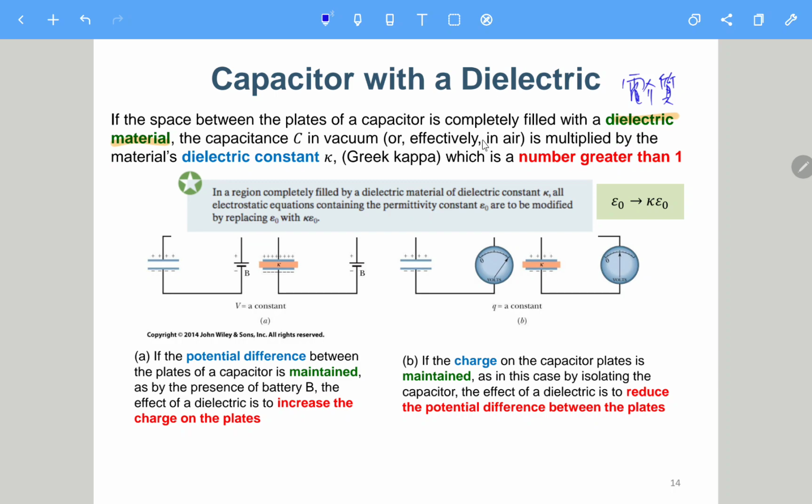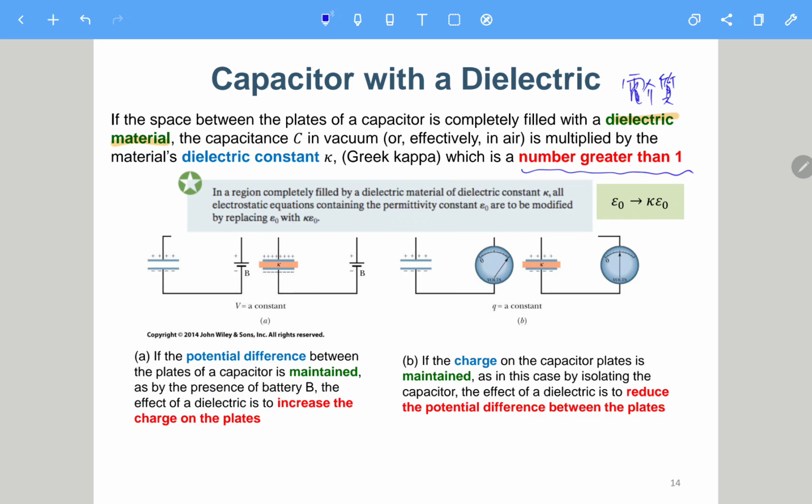So at the general physics level, you just need to consider the electrical characteristics in the vacuum or in the air to be almost the same. Okay, so it is multiplied by the material's dielectric constant kappa. This is not K, this is kappa, a Greek letter, which is a number greater than 1. This one is very important. This number is always greater than 1.